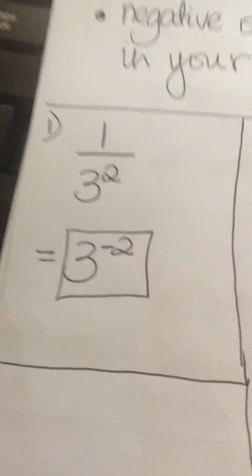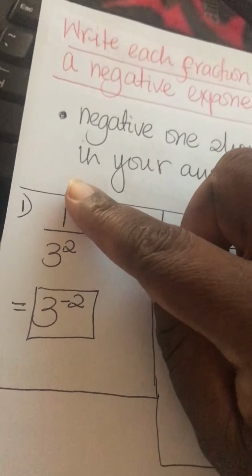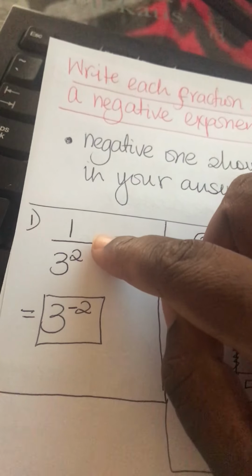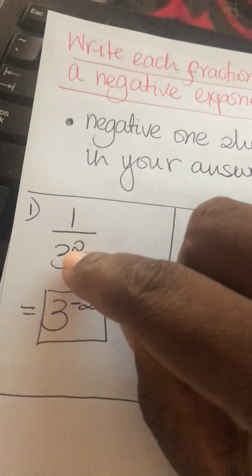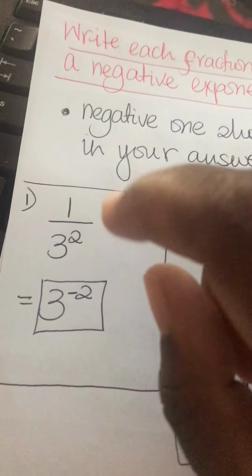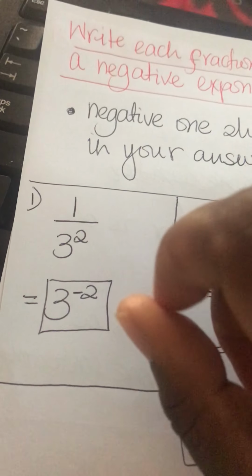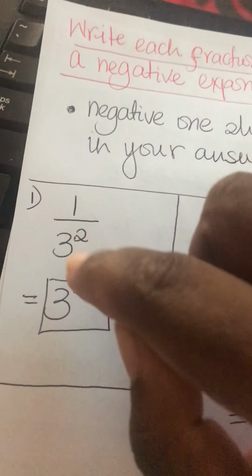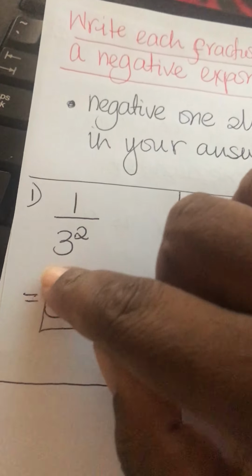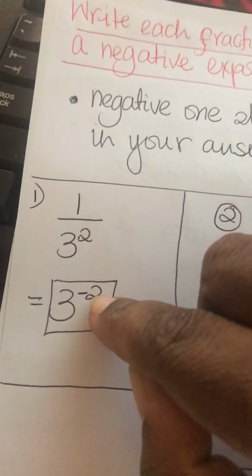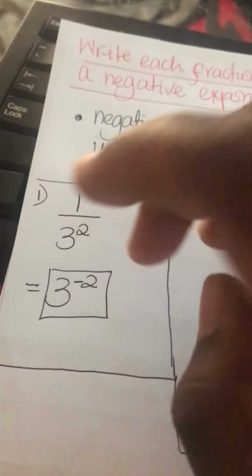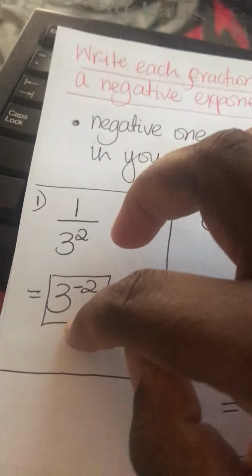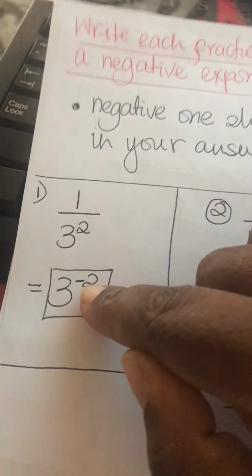So let us look at this one. We have 1 out of 3 to the 2nd power. This is easy. It's already in exponent form, so they've already done it for you as a power. There's an exponent already in the denominator. And we said if you see 1 on top, you can write it as a power with a negative exponent. The 1 disappears and it stops being a fraction when you write it with a negative exponent.